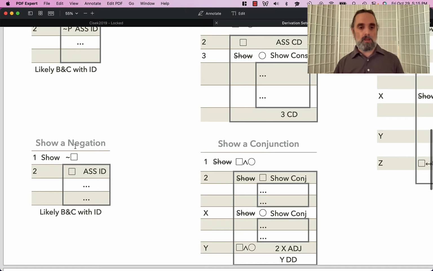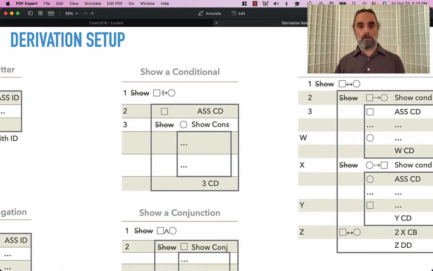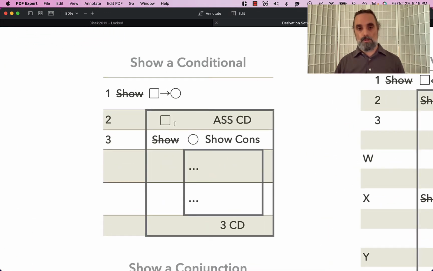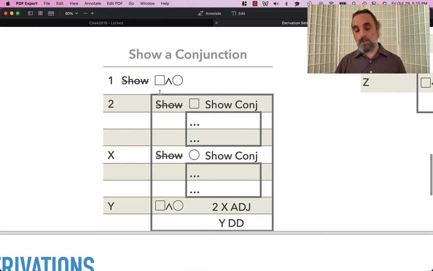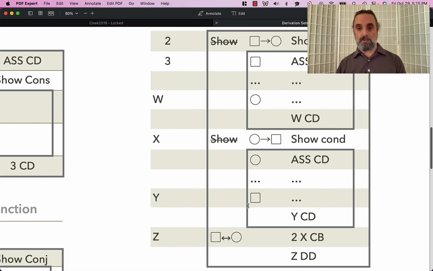When you're showing a negation, you would start with an indirect assumption. When you're showing a conditional, you would want to assume the antecedent and probably show the consequent and then use this for CD when you're done with the subderivation. To get a conjunction, in general, you can always show both of the two conjuncts and then put them together with ADJ. So we're going to have a strategy for biconditionals, and we're going to see what that looks like.